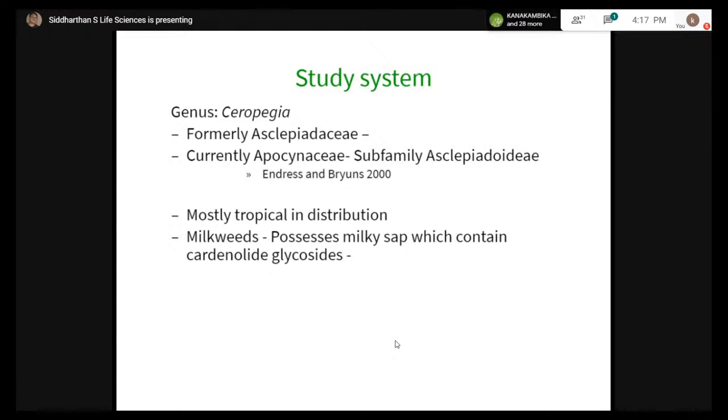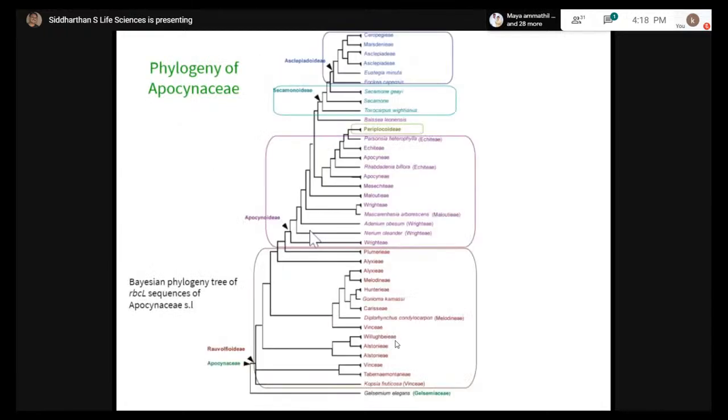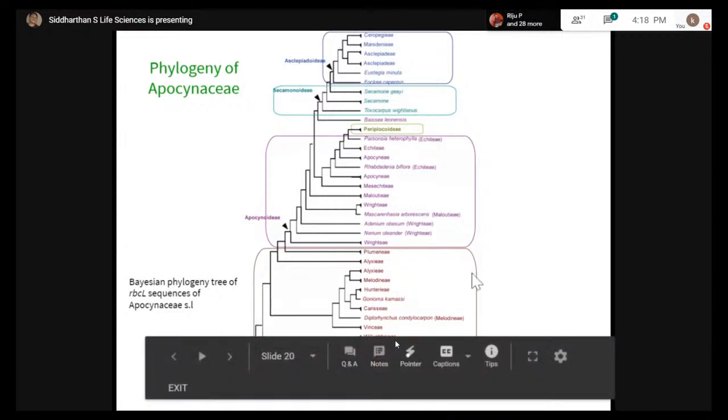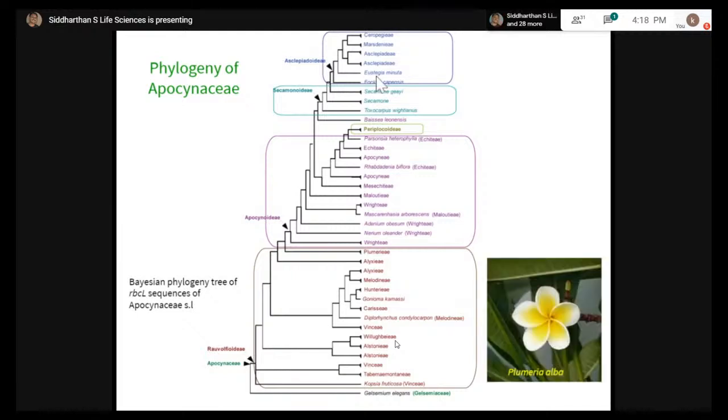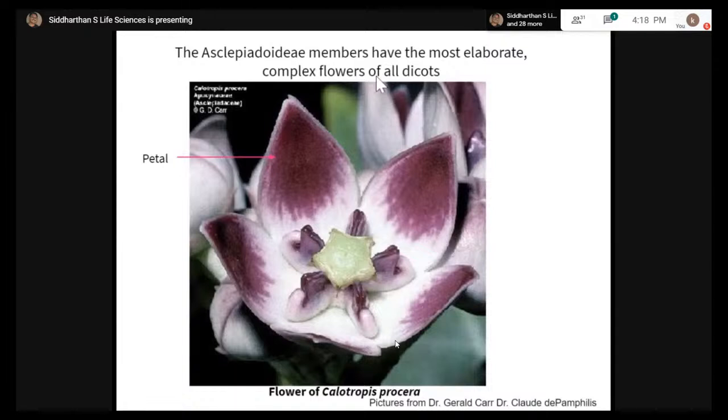This is a tropical genus. The family Asclepiadaceae is now a subfamily called Asclepiadoideae. It's called milkweeds. They produce latex. So this is a phylogeny of the family. You can see Asclepiadoideae nested within the lineage in Apocynaceae. There are five subfamilies in Apocynaceae: Rauvolfioideae, Apocynoideae, Secamonoideae, Periplocoideae, and Asclepiadoideae. Ceropegia comes in this group, Asclepiadoideae, which itself is a very big group. So there are different representative flowers I've indicated with the tree.